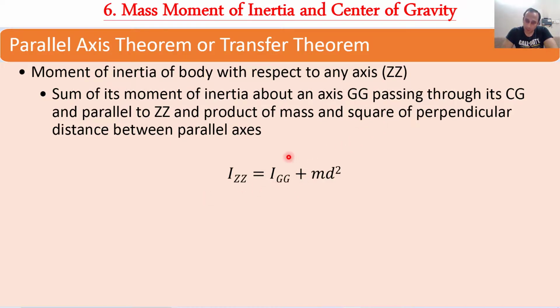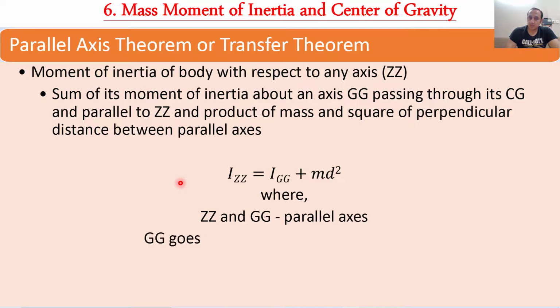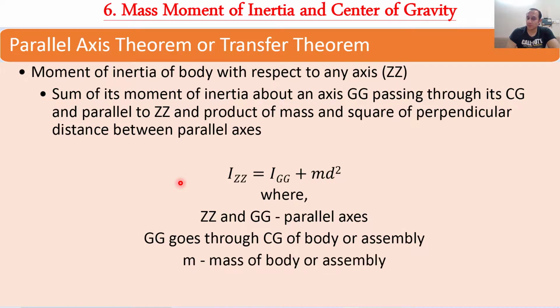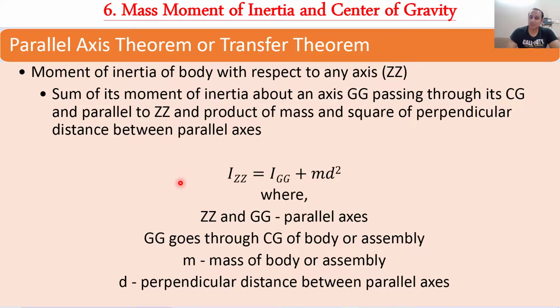So in this way, we can shift the value of mass moment of inertia which we calculated for the CG to another axis of interest, ZZ, and you need to keep in mind that both of these axes should be parallel to each other. Okay. So where ZZ and GG are parallel axes, GG goes through the CG of the body or assembly, M is the mass of the body or assembly, and D is what? D is the perpendicular distance between the parallel axes ZZ and GG. Okay.